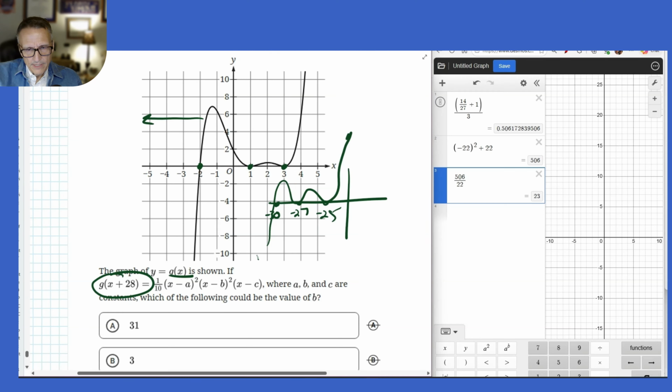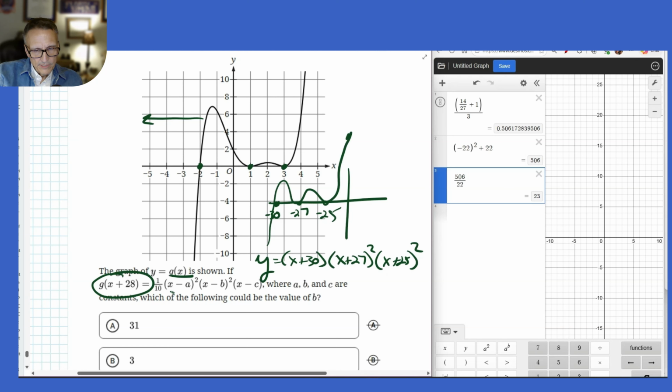So that would mean then that this function that was just shifted to the left would have to look like this. It'd have to be x plus 30. It cuts through minus 30, so it has a multiplicity of 1. It bounces at negative 27. That would be a factor of x plus 27 squared. And bouncing here would be x plus 25 squared.